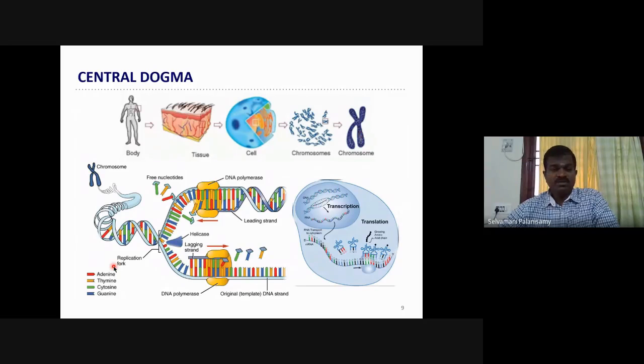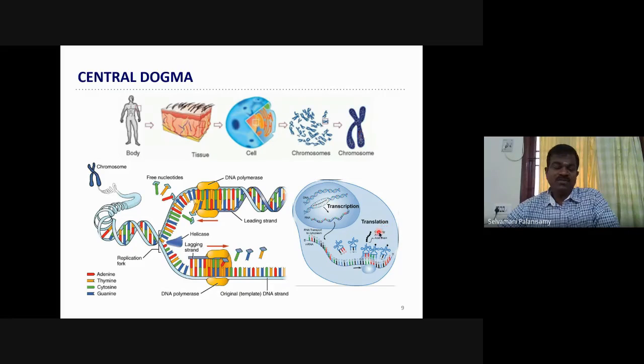Now coming to the concept of the central dogma. The body is made up of organs, and the organs are nothing but tissues, tissues are nothing but cells, and the cells contain chromosomes. We have 23 pairs of chromosomes, and the chromosome is a very lengthy structure which contains the DNA, and the DNA contains pyrimidine and purine bases, and this DNA transfers the information to RNA through the process of transcription and translation, where it synthesizes lots of protein.